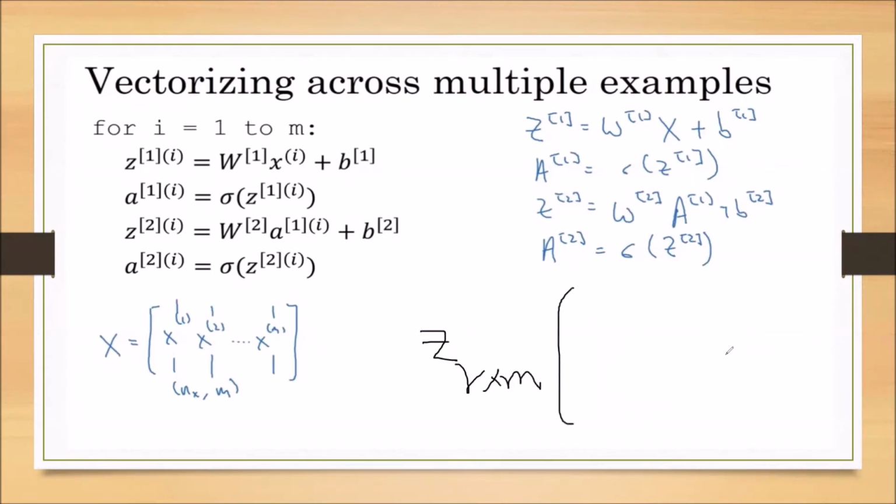This M is denoting the number of columns, so it has M columns. How many rows? R number of rows. What are these R rows?